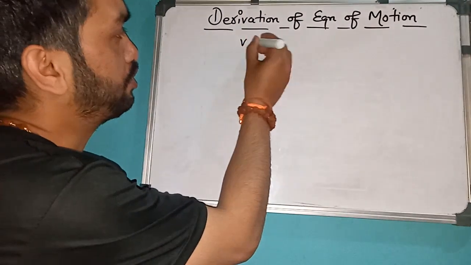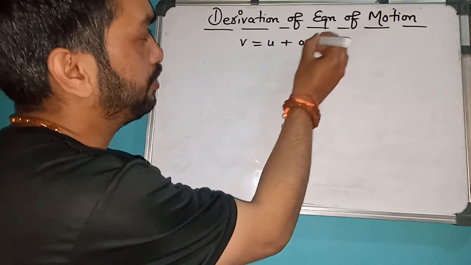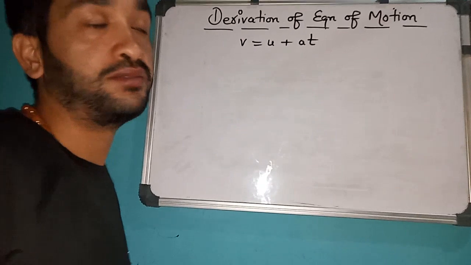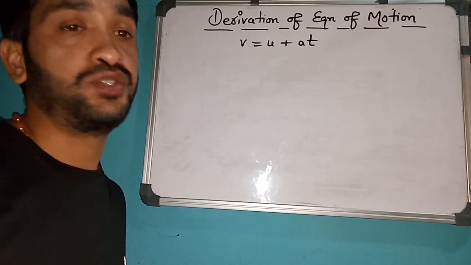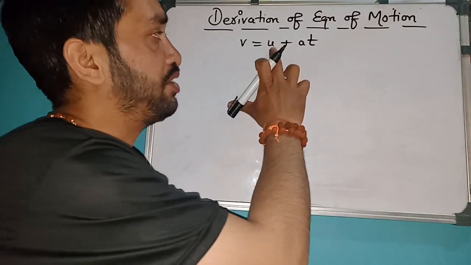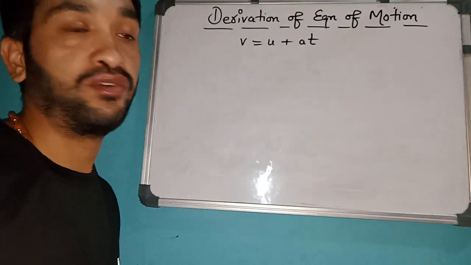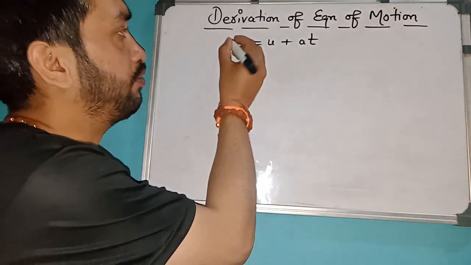First equation, as you know, is v equals u plus at. In the previous video I told you, according to sign convention, v is used for final velocity, u for initial velocity, a for acceleration, and t for time. This is your equation number 1.